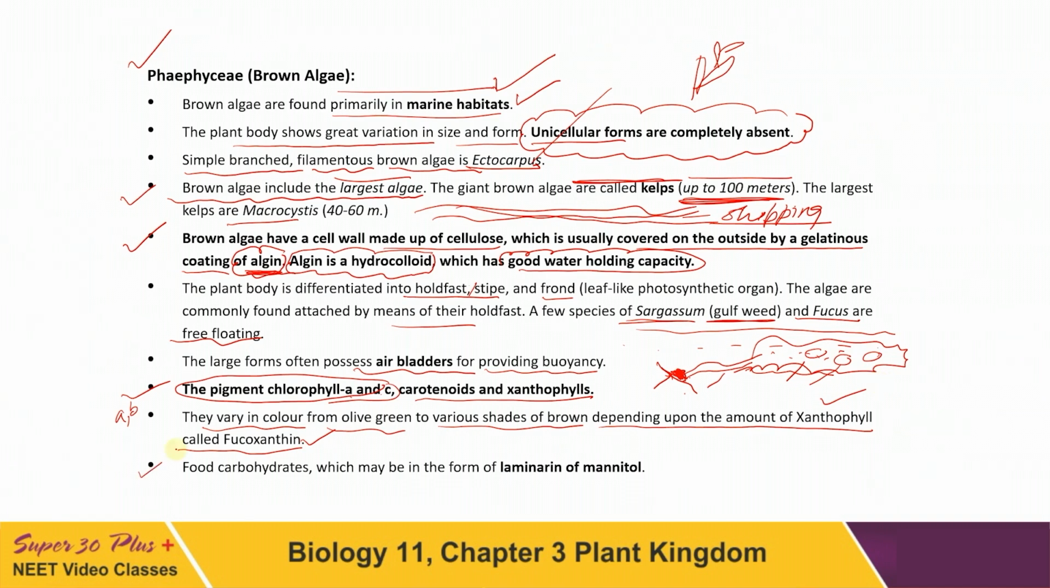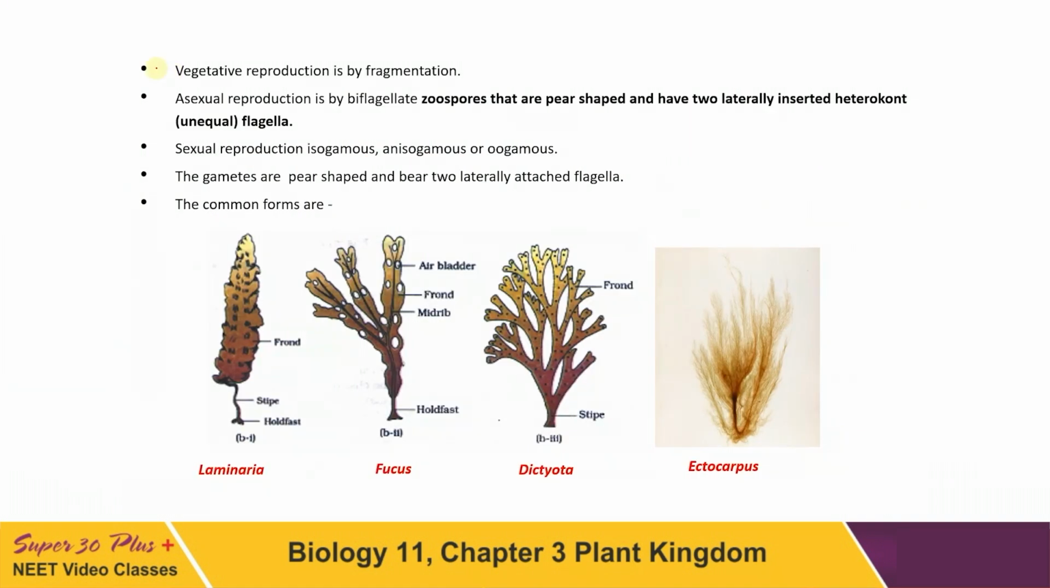The stored food is in the form of carbohydrate, that is, laminarian starch, also known as mannitol. Vegetative reproduction is by fragmentation. When they have such a large structure and a fish or any aquatic animal is moving here and there, this large filamentous structure may be divided into fragments, and these fragments will develop into a new plant.